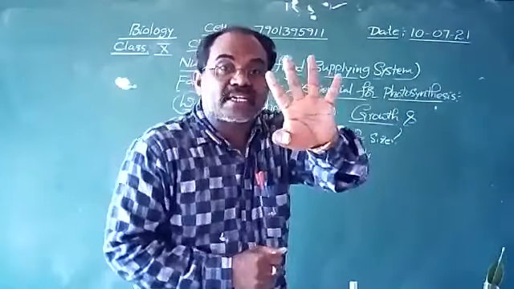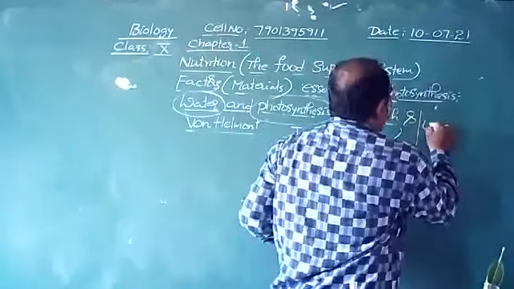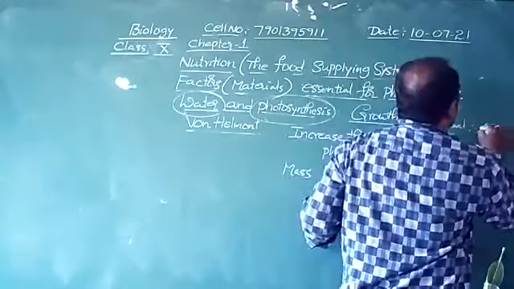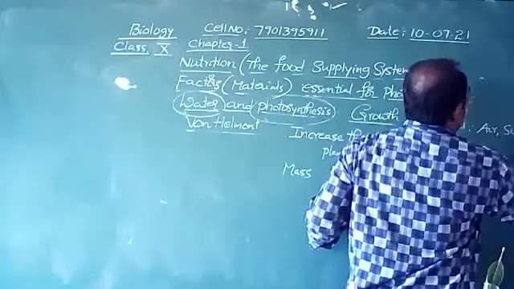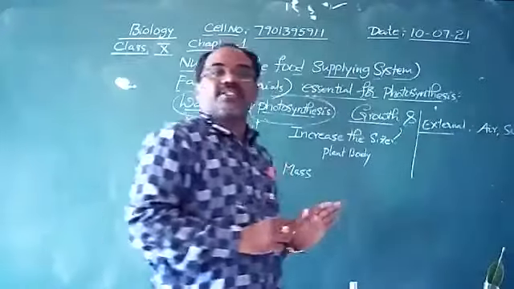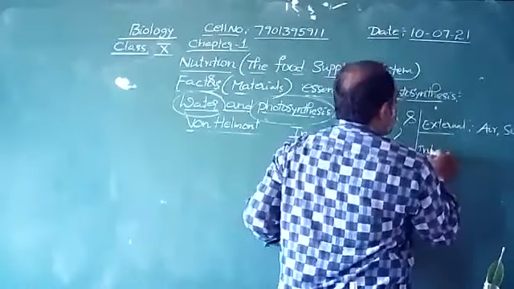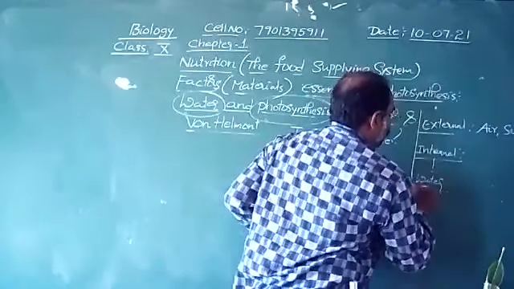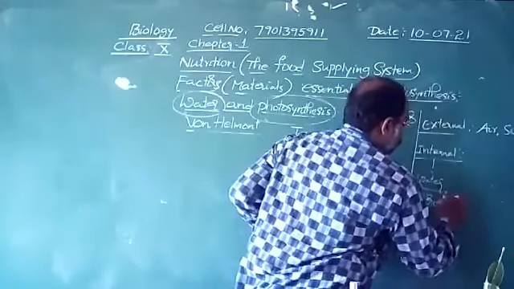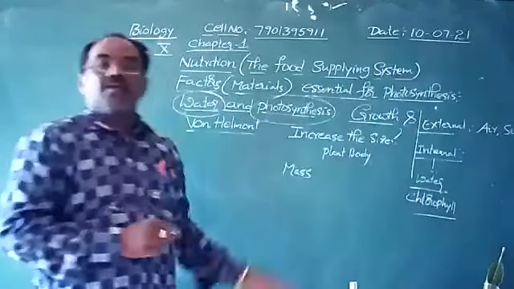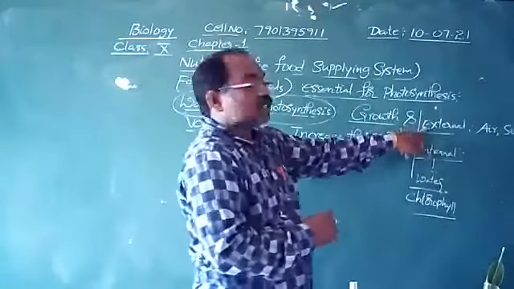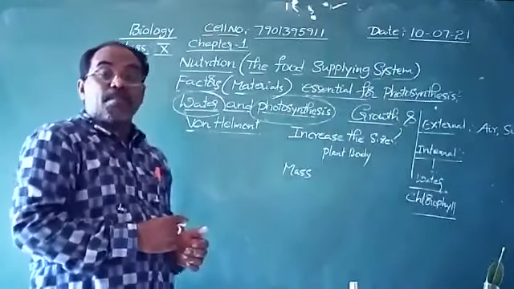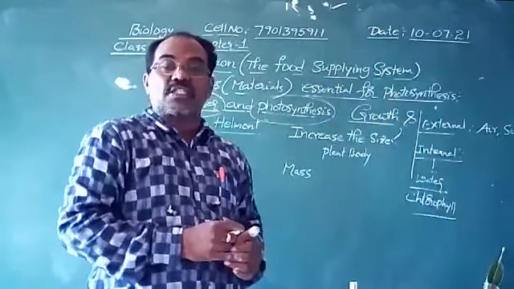In this chapter we have mentioned 4 factors. What are these, sir? What external factors did we mention? We mentioned air and sunlight as external factors. What internal factors are we mentioning? Water and chlorophyll. Okay? These are the internal factors, and external factors are like air and sunlight. So water is one of the important internal factors of photosynthesis.